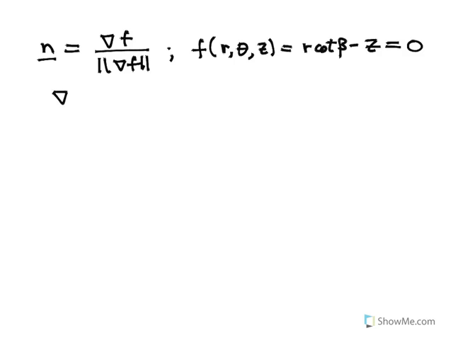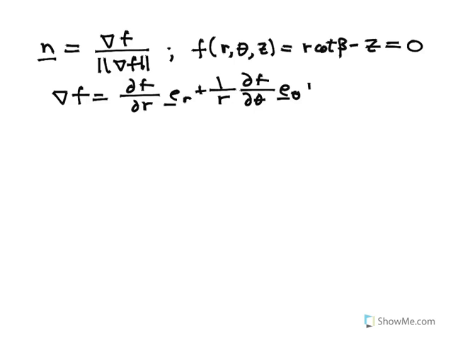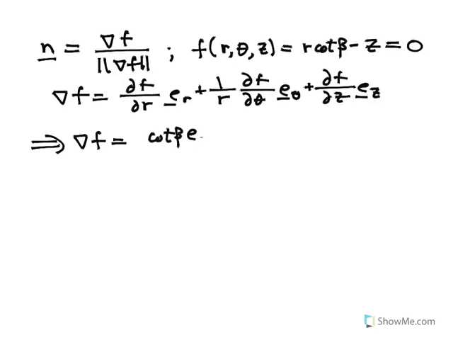So the gradient of f was equal to the partial of f with respect to r times er, plus 1 over r, the partial of f with respect to theta times e theta, and then the partial of f with respect to z times ez. This was equal to the following. I got cotangent of beta times er minus ez.